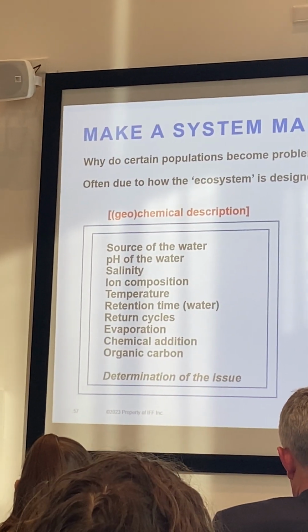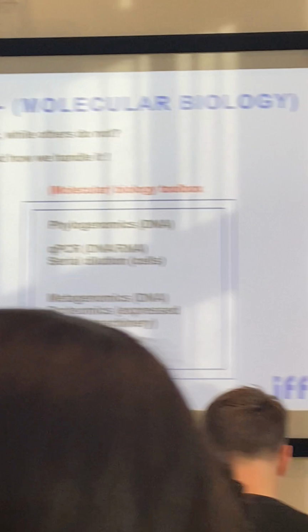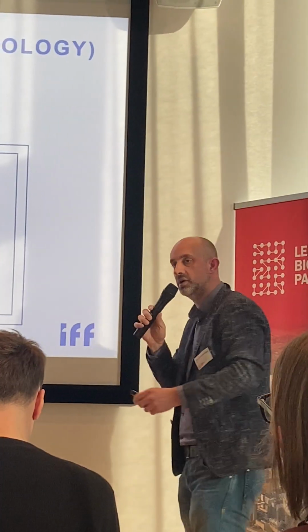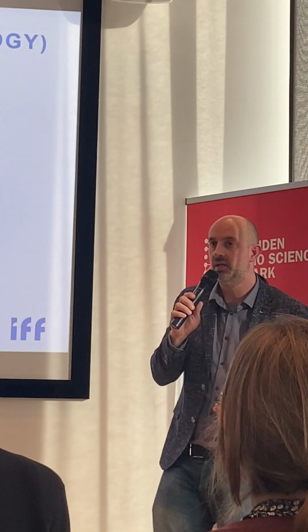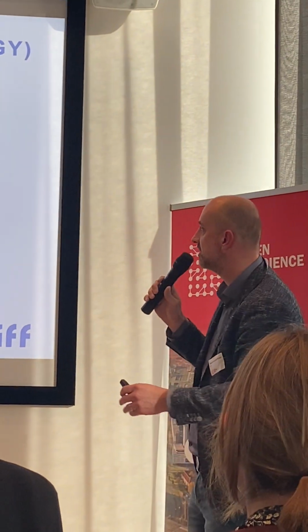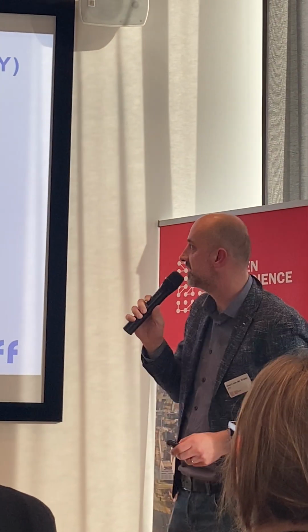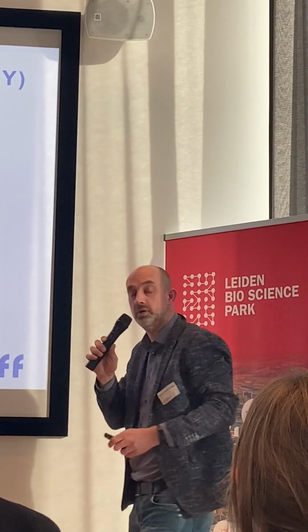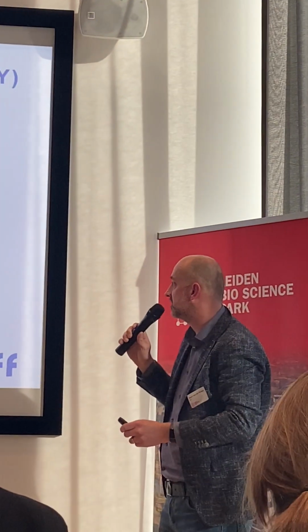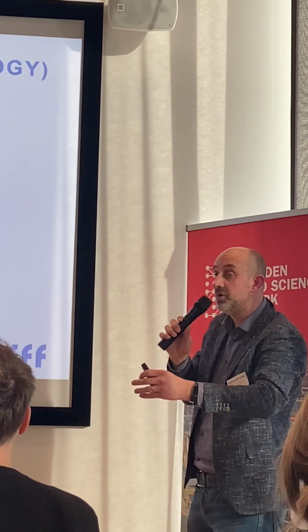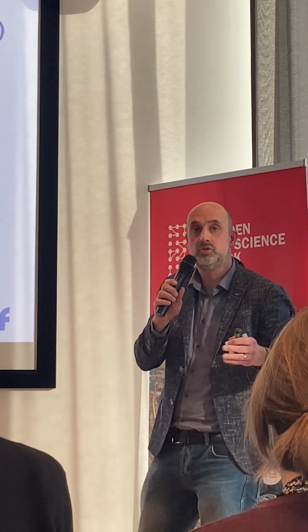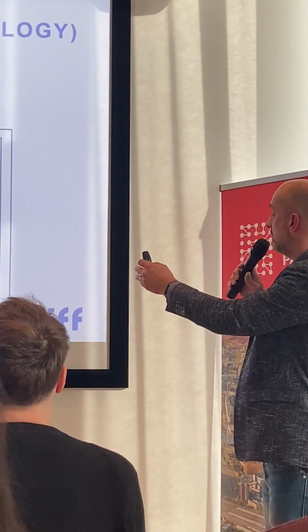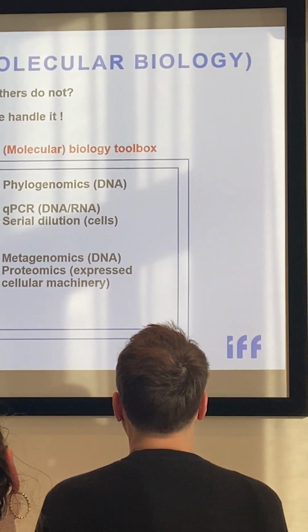And then what you can do is overlay that with the molecular toolbox to start with phylogenomics, or the era of next generation sequencing, that allows you to look at the population and overlay that with the ecosystem that you just described. Together with qPCR, which can tell you how many of these bacteria or cells are in there. And if you want to take it one step further, as we have seen in talks today, you can also go into the metagenomics or proteomics area.